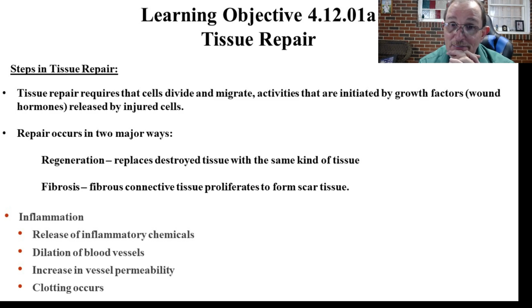Tissue repair. How do we fix ourselves when we get cut or damaged or scraped or what have you? Well, we need cells to divide to make more cells, because more than likely we have some damaged and destroyed or whatever. We have to have cells move around, and then we got to have growth factors, hormones that are released by the injured cells.